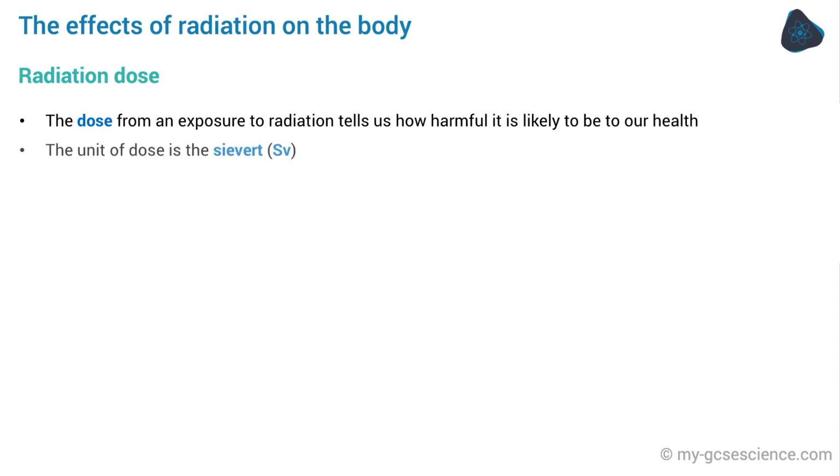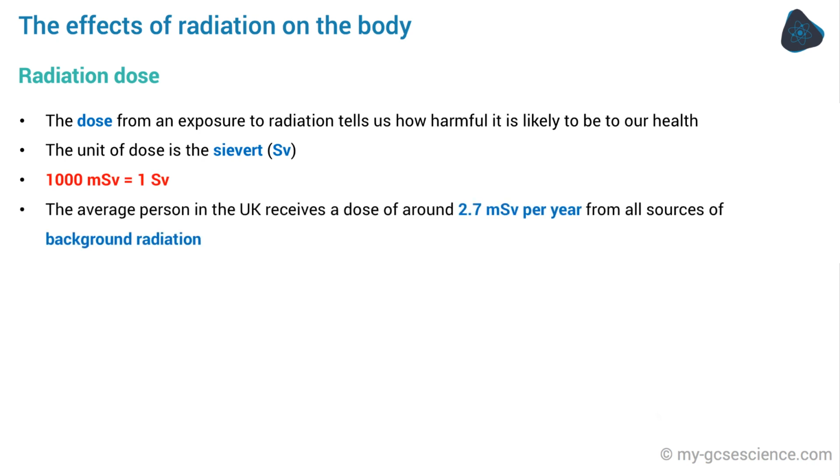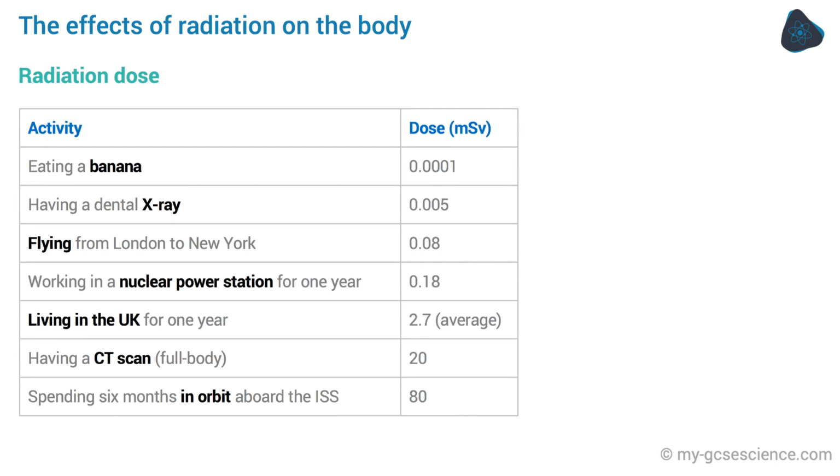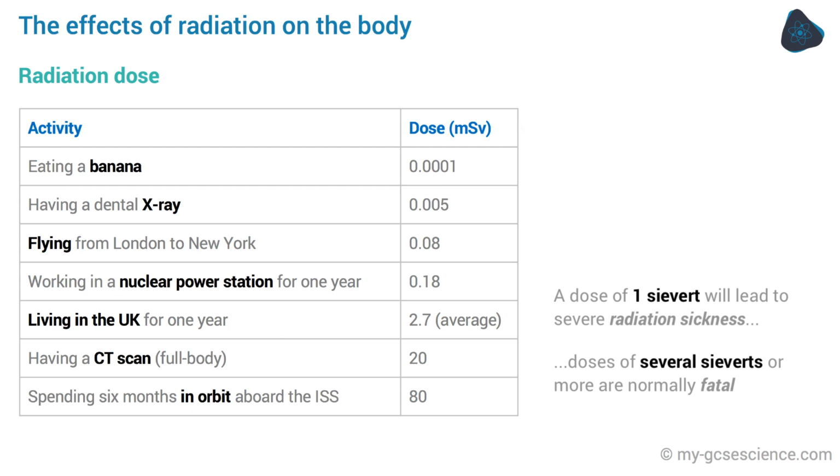The dose from an exposure to ionizing radiation tells us how harmful it's likely to be to our health. The unit of dose is the sievert. Though as 1 sievert is a very large dose for a human to receive, we normally work with the smaller unit of the millisievert. The average person in the UK receives a dose of around 2.7 millisieverts per year from all sources of background radiation. This table should give you a rough idea of the dose you might receive from doing a number of different things. A larger dose of 1000 millisieverts, or 1 sievert, will lead to radiation sickness, while doses of several sieverts or more are normally fatal.